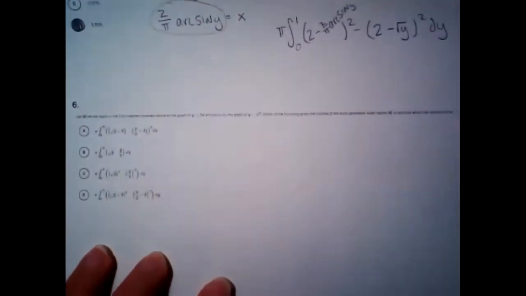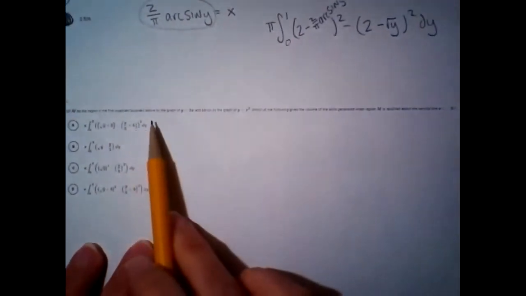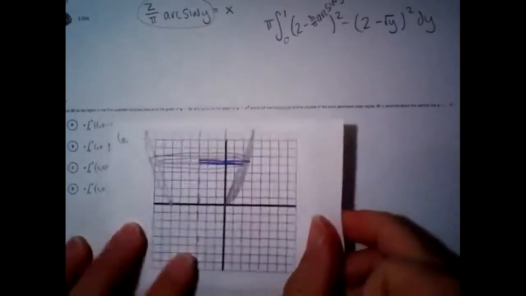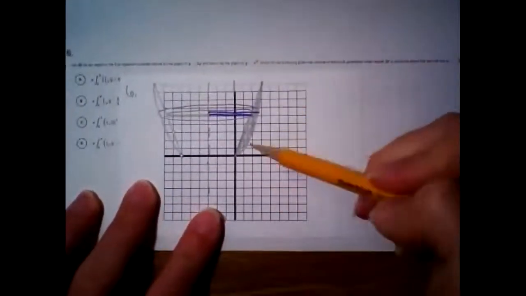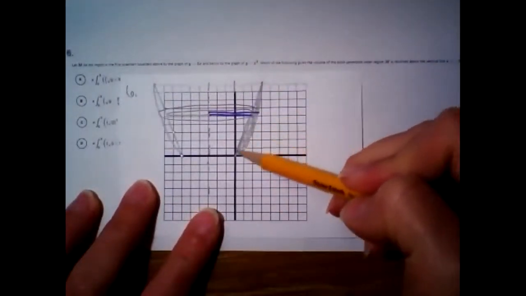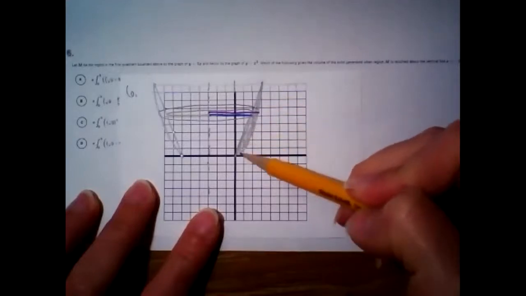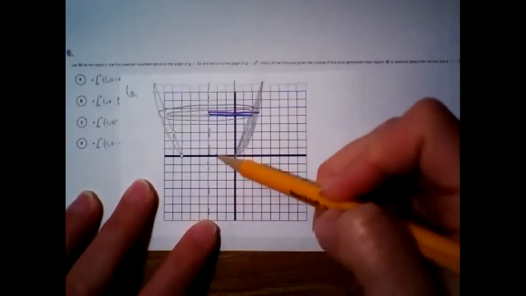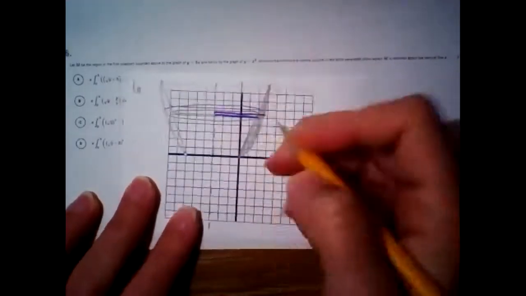All right, last one. And all we have to do is set this one up. Let M be the region in the first quadrant bounded above by the graph of y equals 3x and below by the graph of y equals x squared. So we're going to draw it ahead of time. This line is our y equals 3x. And then this curve is the parabola x squared. We're going to spin this around x equals -3.